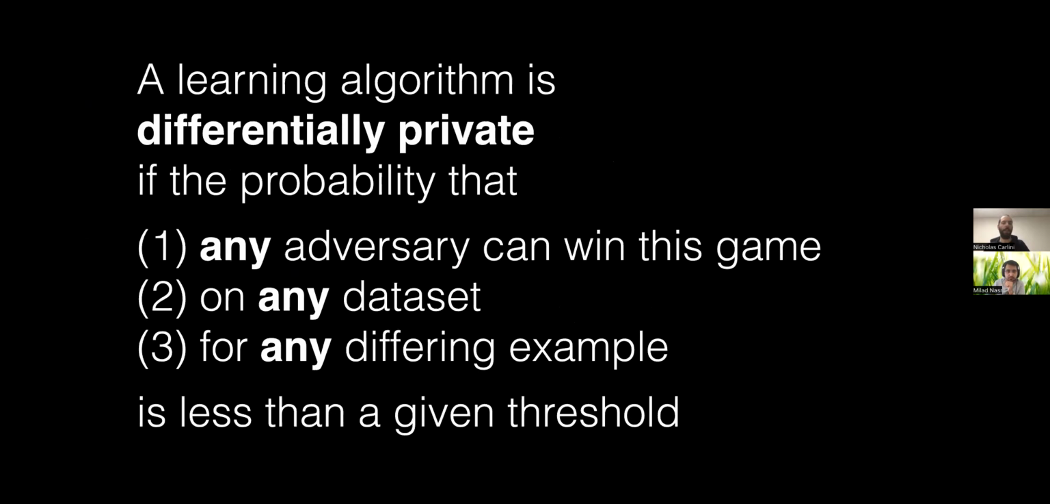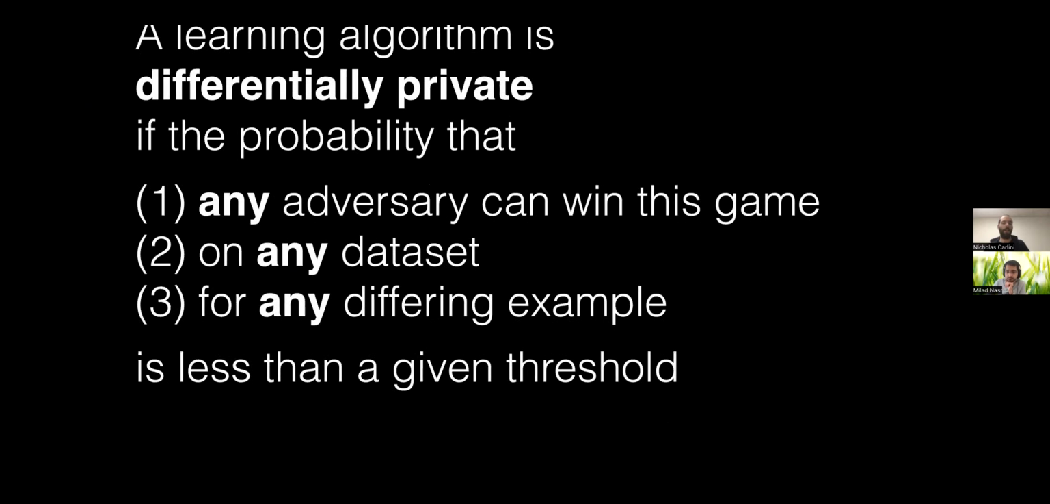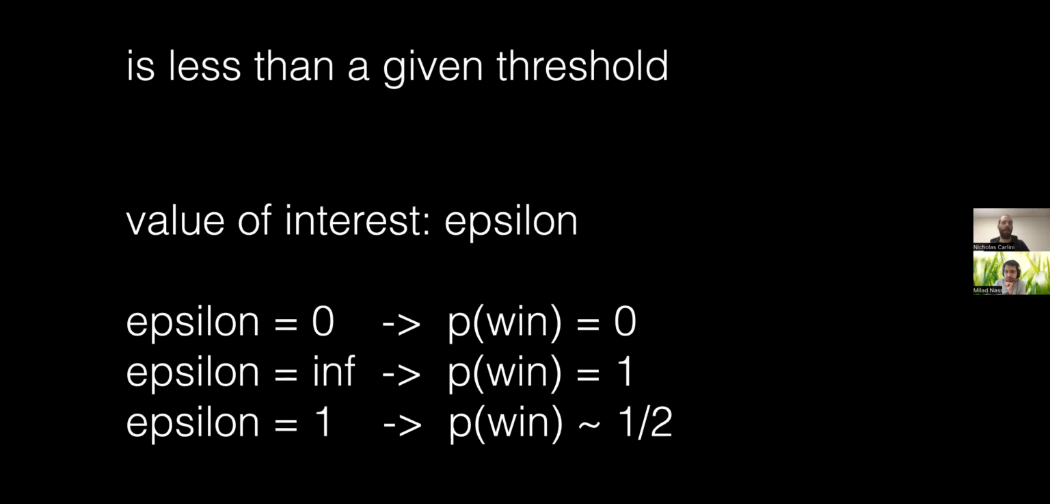It bounds the probability that you can succeed at this game. It's a very, very worst-case definition. It's parameterized by epsilon. When epsilon is 0, you can basically never win. If epsilon is infinity, you can always win. Epsilon 1 is roughly half-ish of the time, something like that. So the idea is you want to train with a low epsilon in order to make the thing private, but it's very hard to understand what this low epsilon actually means in practice.